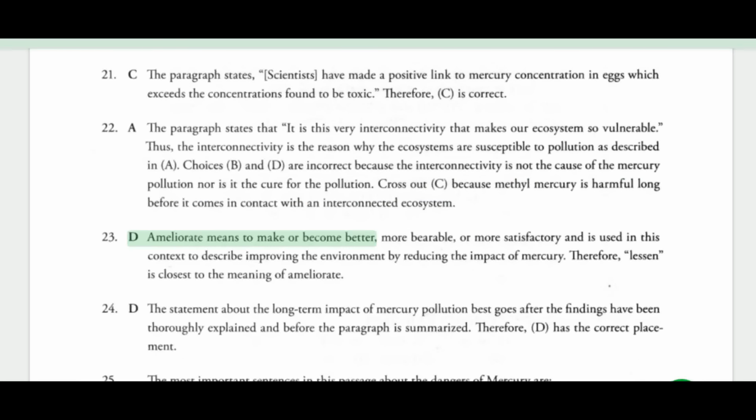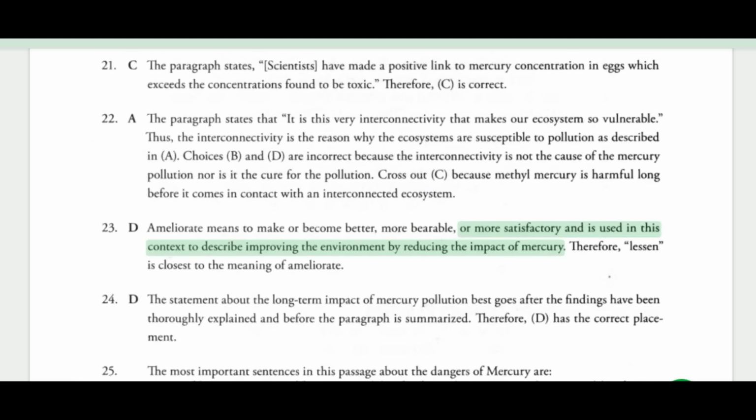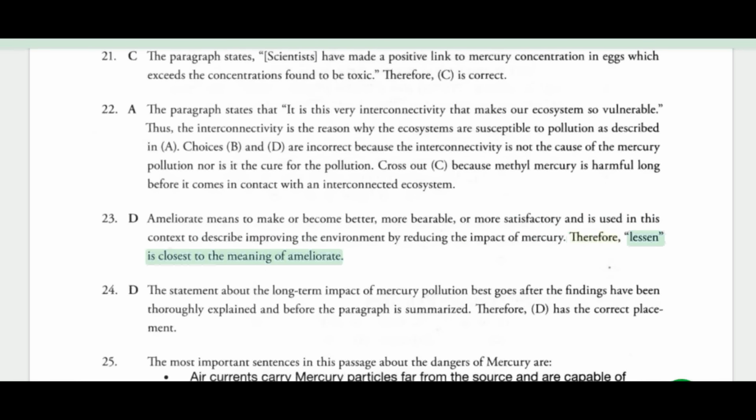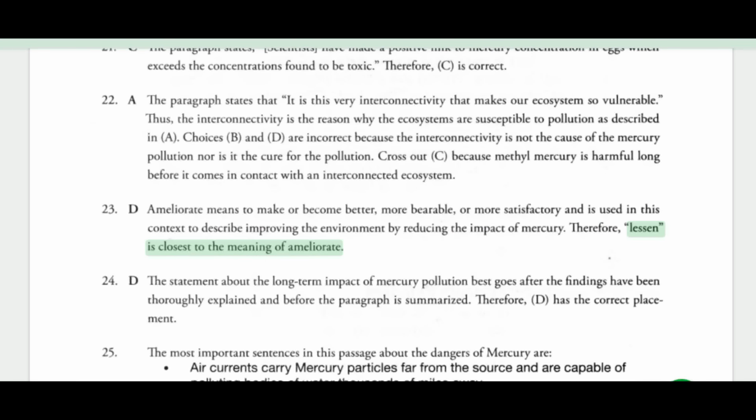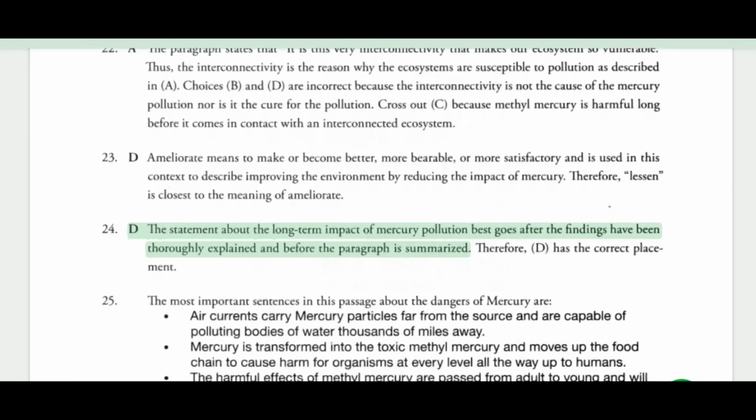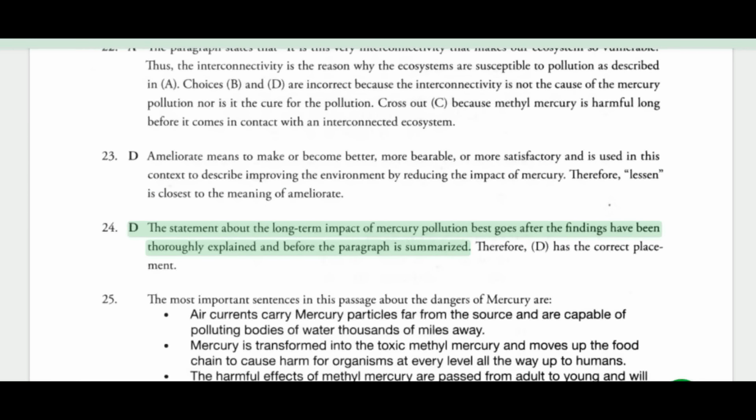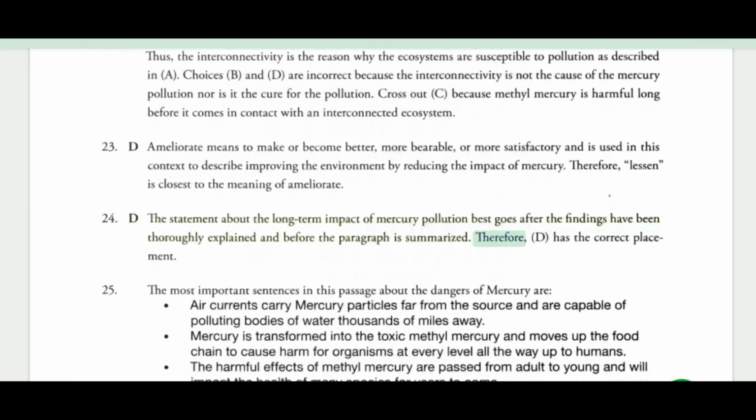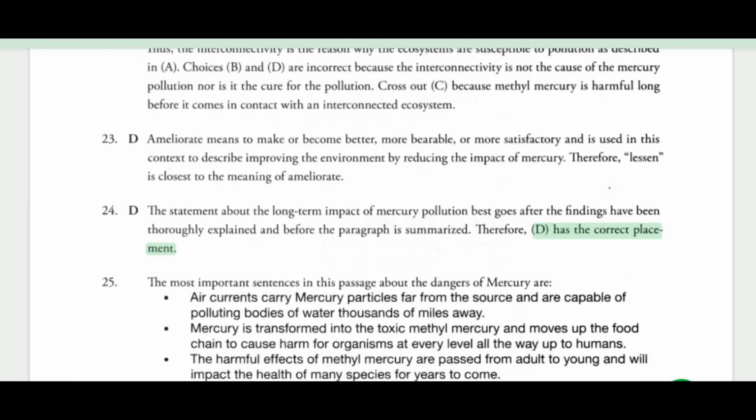23. D. Ameliorate means to make or become better, more bearable, or more satisfactory and is used in this context to describe improving the environment by reducing the impact of mercury. Therefore, lessen is closest to the meaning of ameliorate. 24. D. The statement about the long-term impact of mercury pollution best goes after the findings have been thoroughly explained and before the paragraph is summarized. Therefore, D has the correct placement.